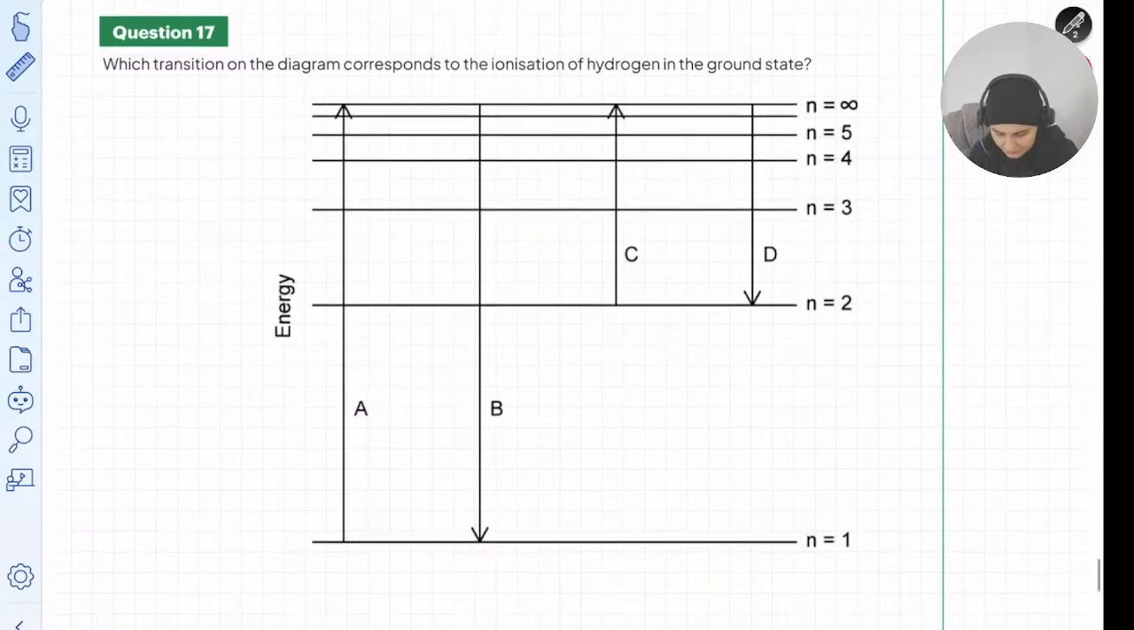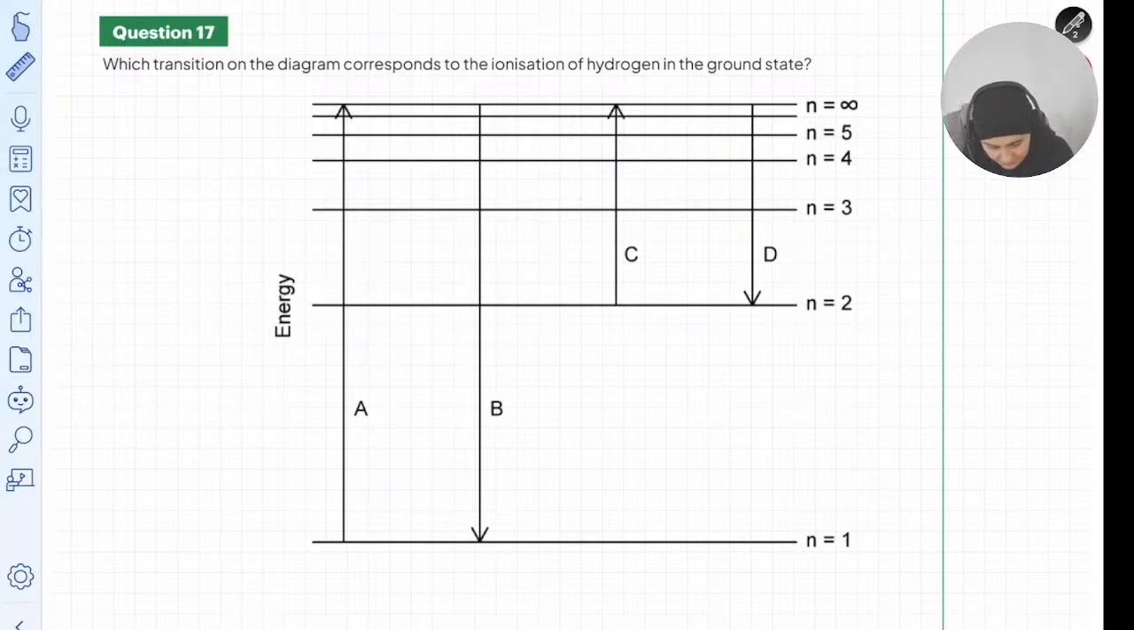Okay, final question. Which transition on the diagram corresponds to the ionization of hydrogen in the ground state? Ionization, what is it? It's when you are removing an electron completely, right? So an electron goes to infinity and cannot return. All the electrons that are returning, we see them in the emission spectra, right? If you supply high enough energy, you push the electron to infinity, and it can't return back.